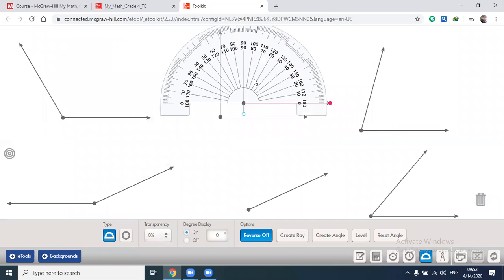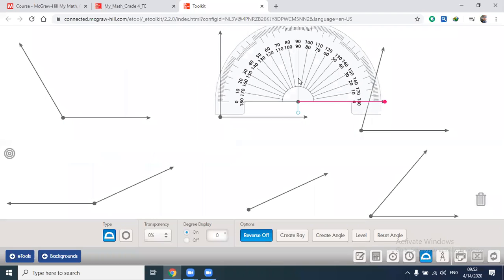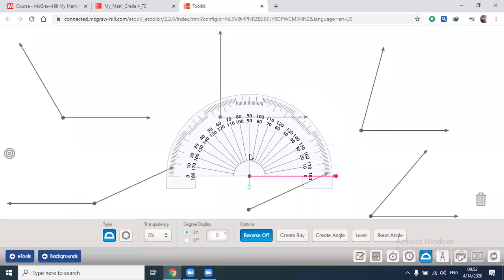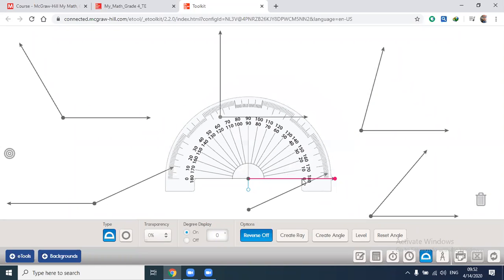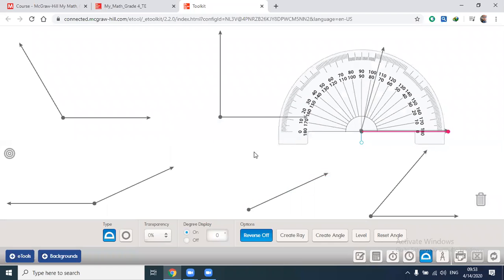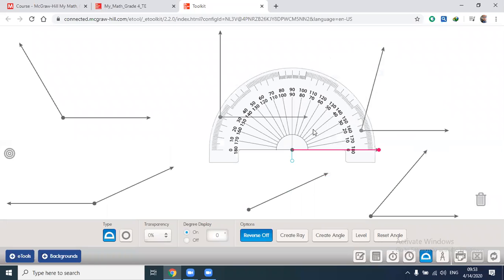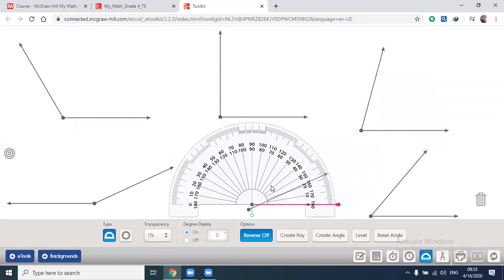As we see here, the protractor has two readings. From 0 on the right side, continue 0, 10, 20, 30, 40 like this until 180. And from the other direction, from the left, from 0 also 0, 10, 20, 30, continue until 180. So I can measure the angle from the right direction or from the left. Both of them will be the same.